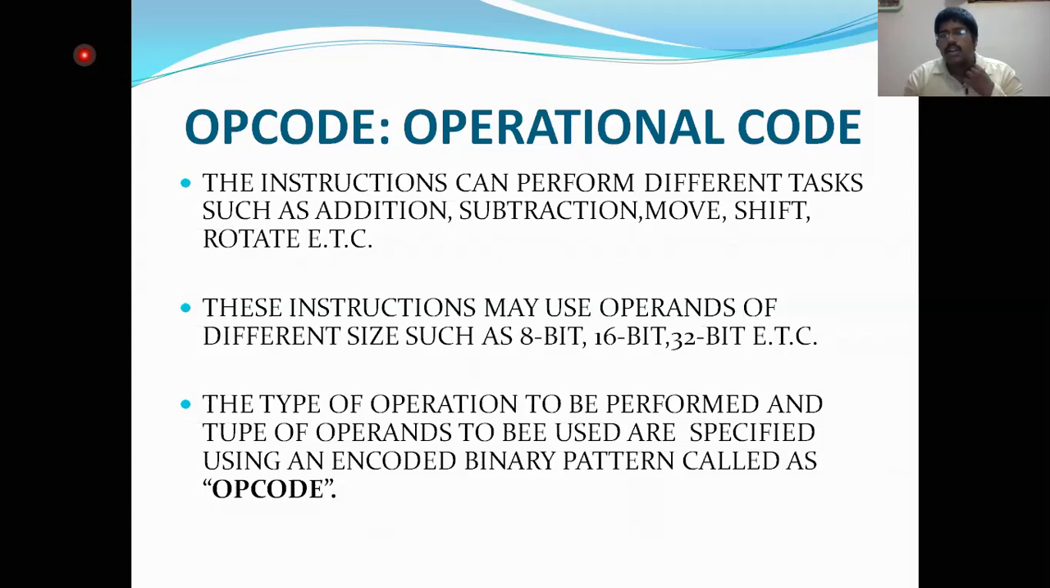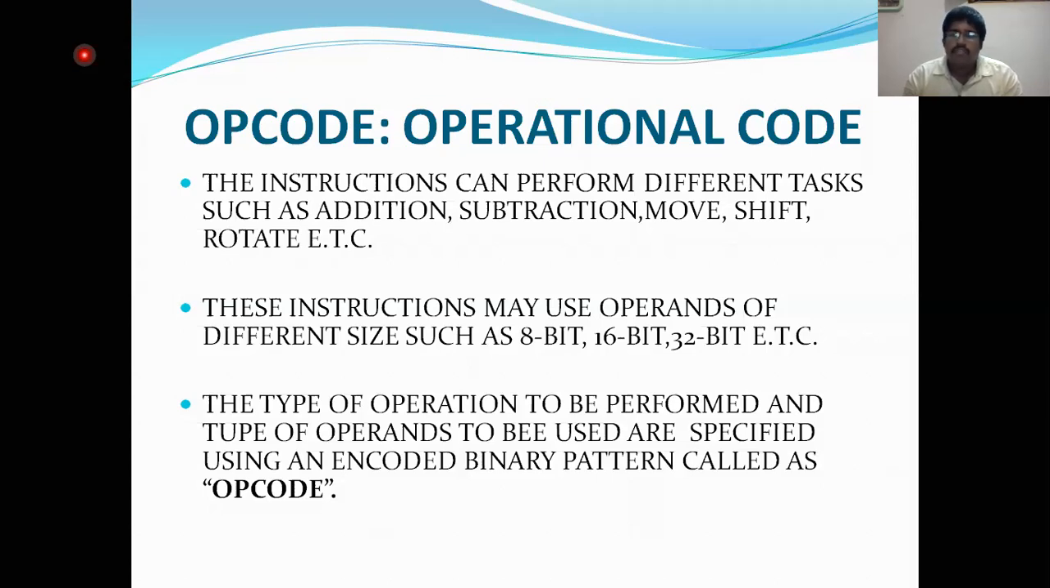Okay, what he is specifying here is that the instructions may use operands of different sizes. That means some operands may be of only 8-bit, some operands may be of 16-bit, some operands may be of 32-bit. How can we determine this? Based on the operation we are performing, or from where we are going to get the data. If there are instructions like INC, increment operation, decrement operation, they may be of only 8-bit.